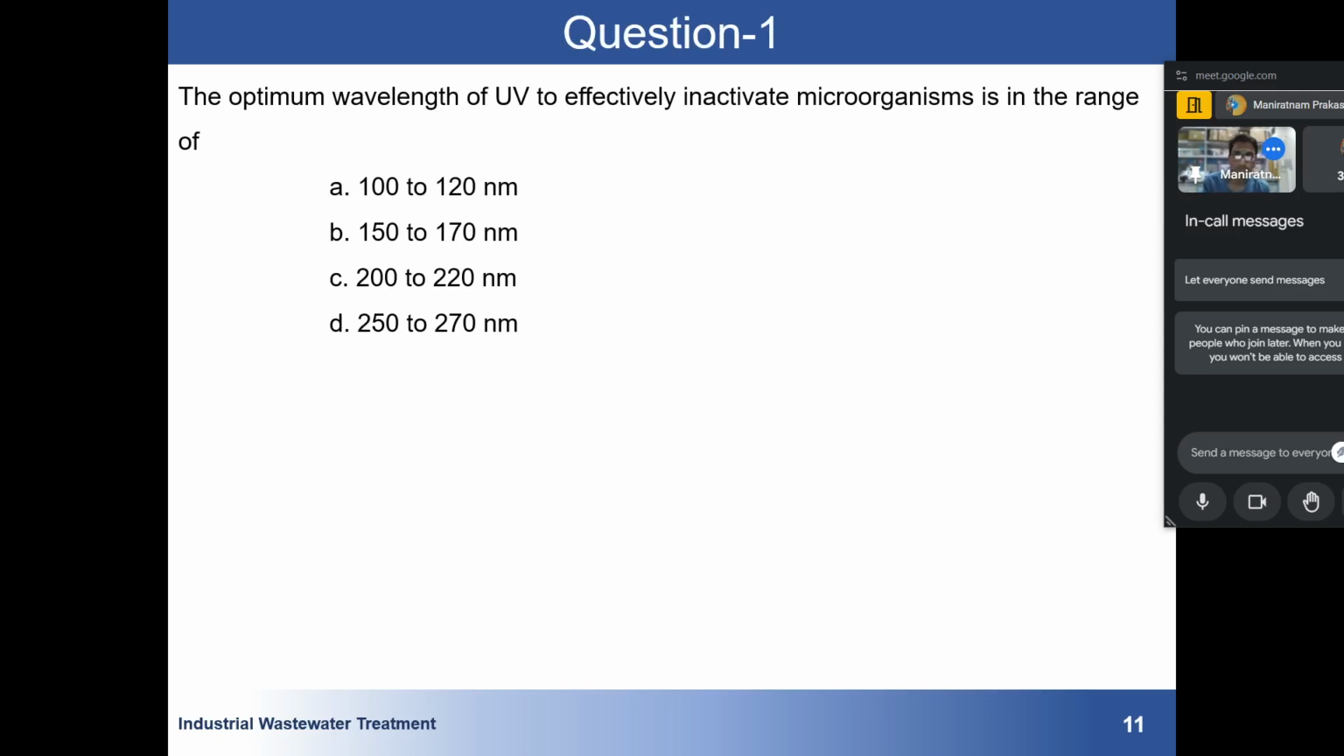Coming to the first question, it is a very easy question, directly from your lecture notes. The optimum wavelength of UV, that is ultraviolet, to effectively inactivate microorganisms is in the range of. This is directly from your PDF. Those who have joined, I request you to please write the answer and participate in the question and answering.